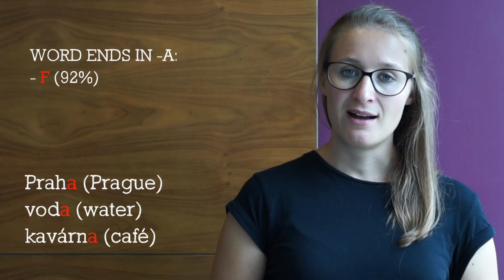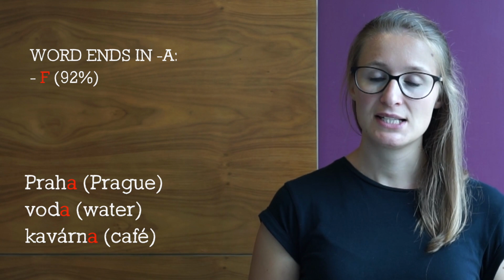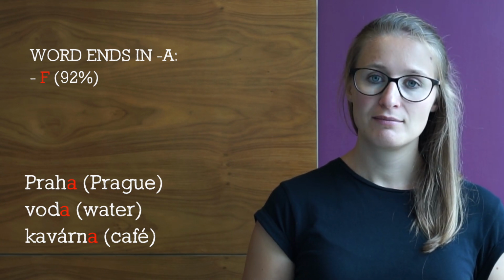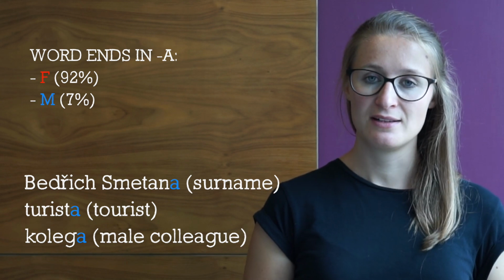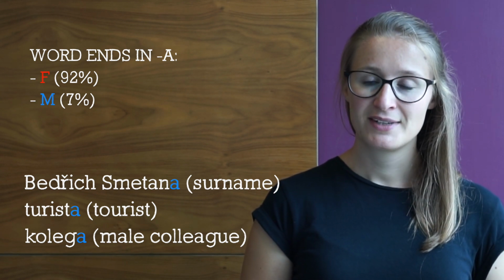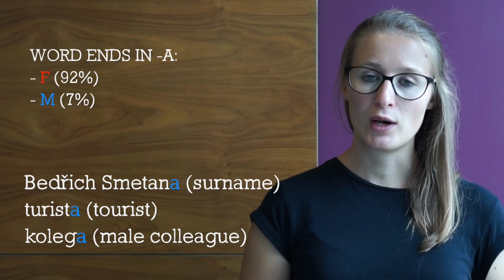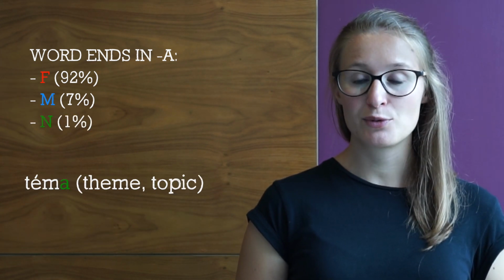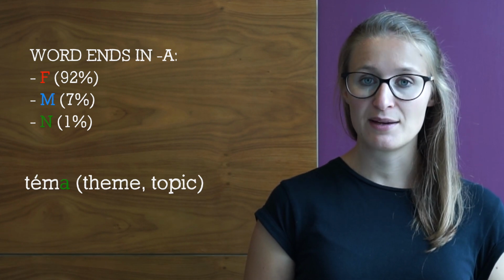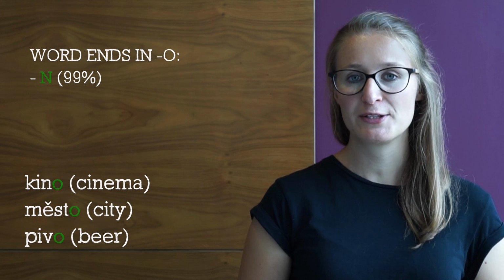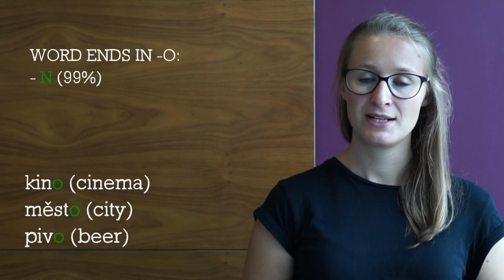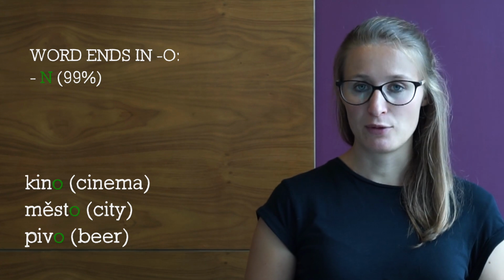Now, when a word ends in a, it's very likely a feminine noun, as in Praha, voda, kavárna. But this word could also be masculine, and this often happens when you talk about surnames or professions. For example, smetana, turista, kolega. And occasionally this word could also be neuter, as in téma. And finally, when the word ends in o, you can be almost sure it's neuter. For example, kino, město, pivo.